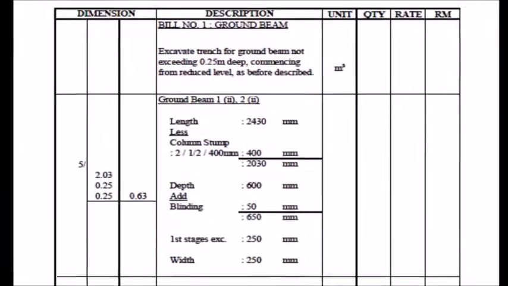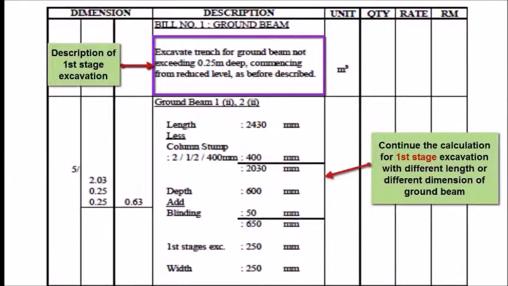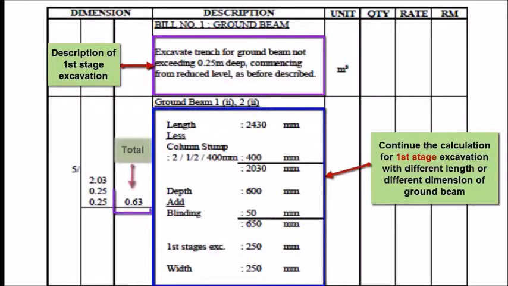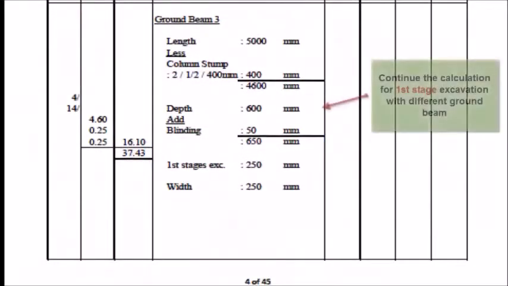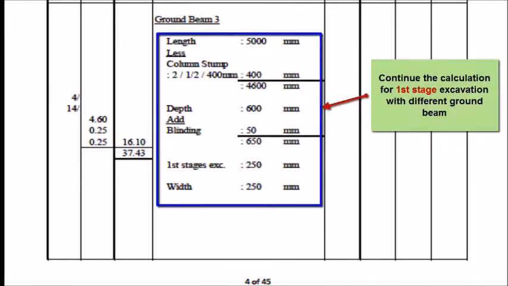Must not forget, when continuing the same subtopic on the next page, make sure that at the top of the page, the description of the subtopic is written. The calculation steps will be as described before. The total we get from the calculation is 0.63 meter. Then, move on and continue the first stage of excavation. The calculation will be the same as before described. The total after the calculation will be 16.1 meter.